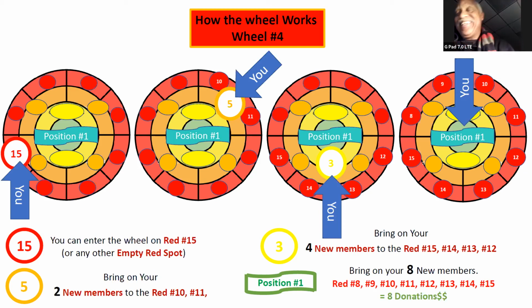What do y'all think about those 4 pieces of marketing material? Anybody got a comment on those 4 pieces of marketing material? Okay, so I'm going to take that as silence, everybody agrees. So use those tools.